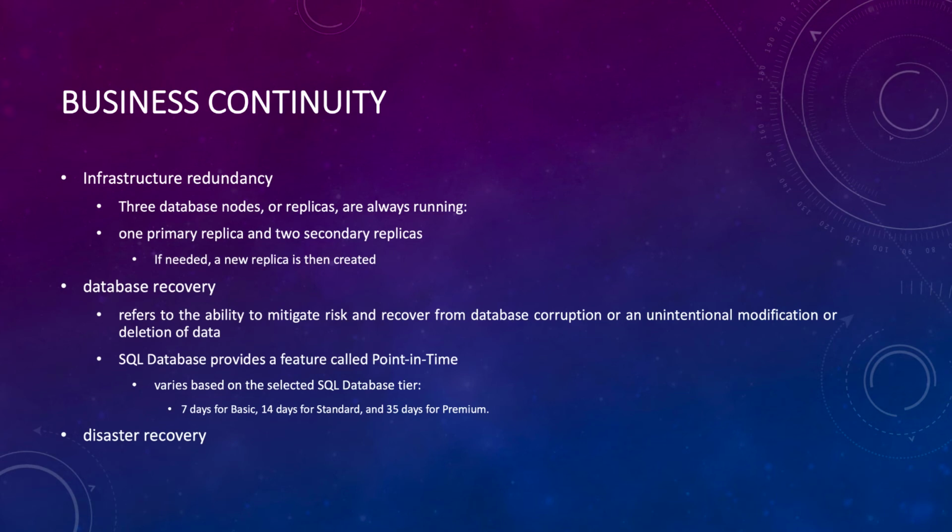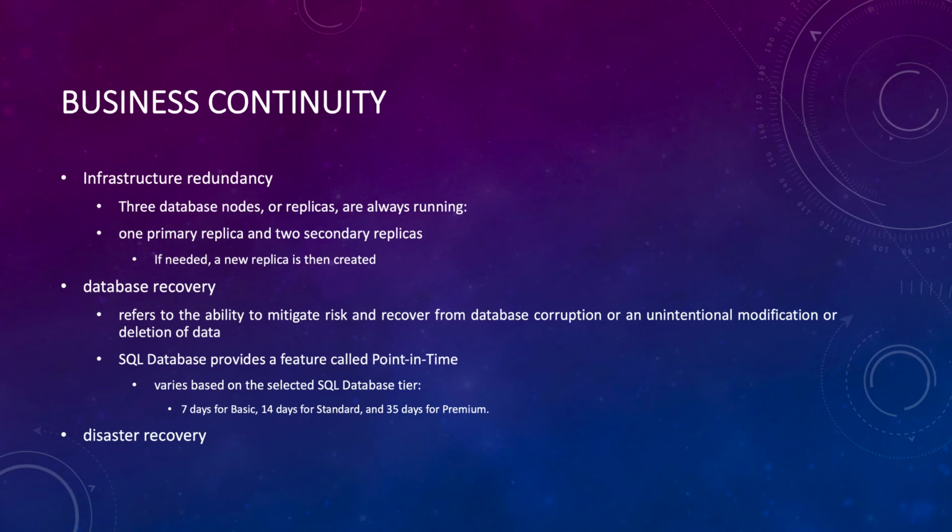3 database nodes or replicas are always running, 1 primary replica and 2 secondary replicas. For write operations, data is written to the primary and one of the secondary replicas before the write transaction is considered complete. In the event of a failure of the primary replica, SQL database detects the failure and fails over to a secondary replica. If needed, a new replica is then created.